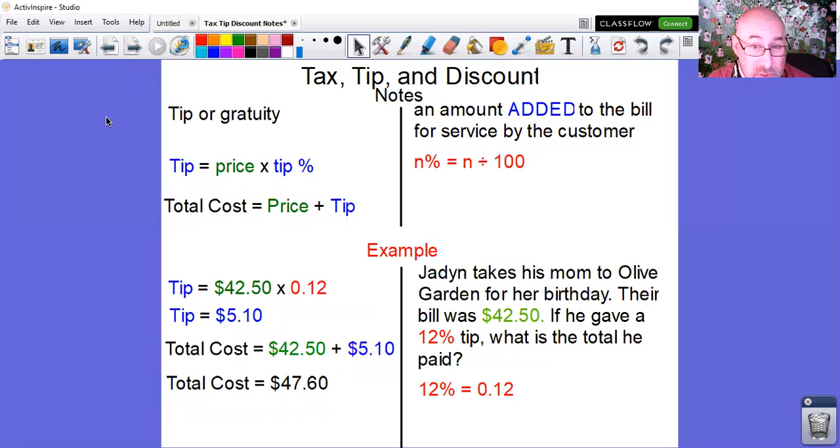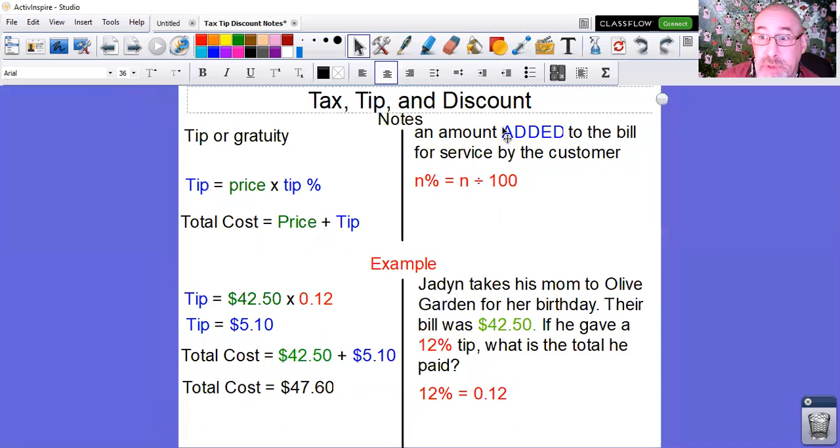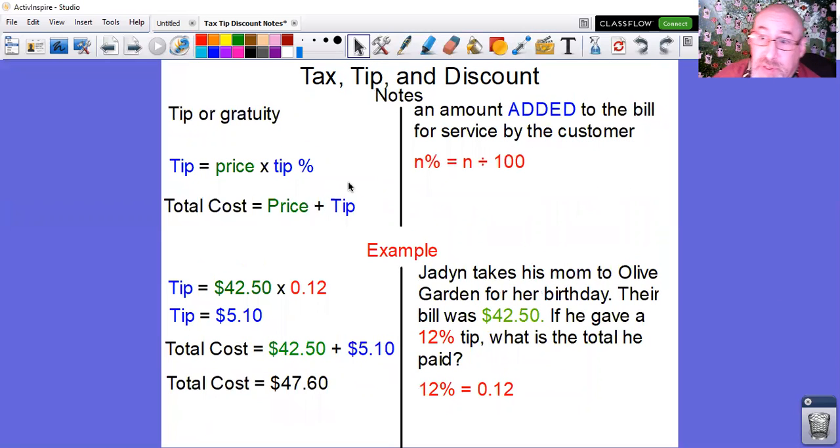Tip, or also called a gratuity. This is an amount that is added to the bill for service. It's the percent divided by 100. We get our decimal point. We add that to the price overall of the cost. So Jaden takes his mom to Olive Garden for her birthday. Their bill was $42.50. He gave a 12% tip. What is the total amount he paid?